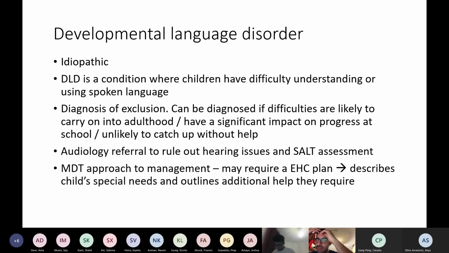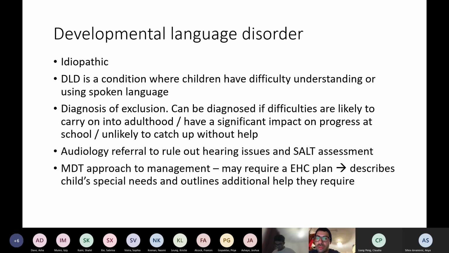For a 6-year-old, you would expect them to be expressing and speaking normally or quite adequately at this point. And if they're not, then this could be the reason. And it's a diagnosis of exclusion, so you also want to rule out anything else. It can have a significant impact on progress at school and they are unlikely to catch up without help. You also always want an audiology referral to rule out hearing issues, and you want a SALT assessment. And then you have your EHC plan.